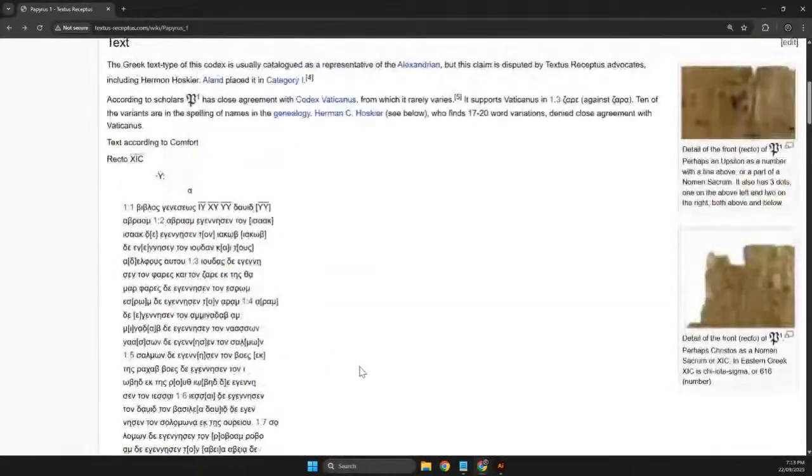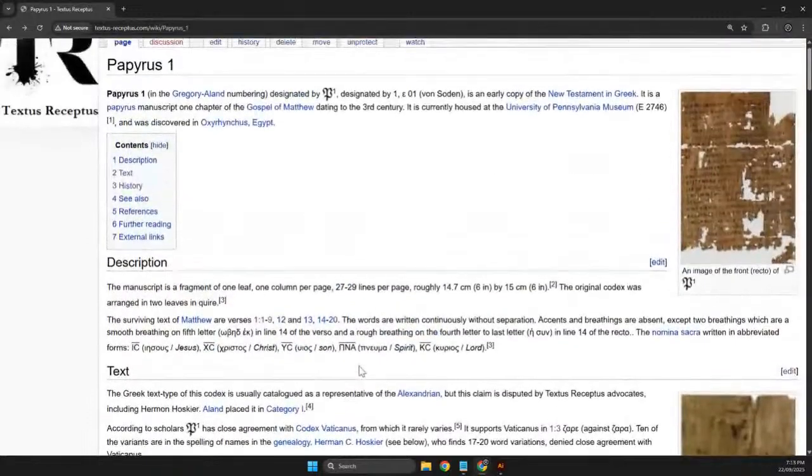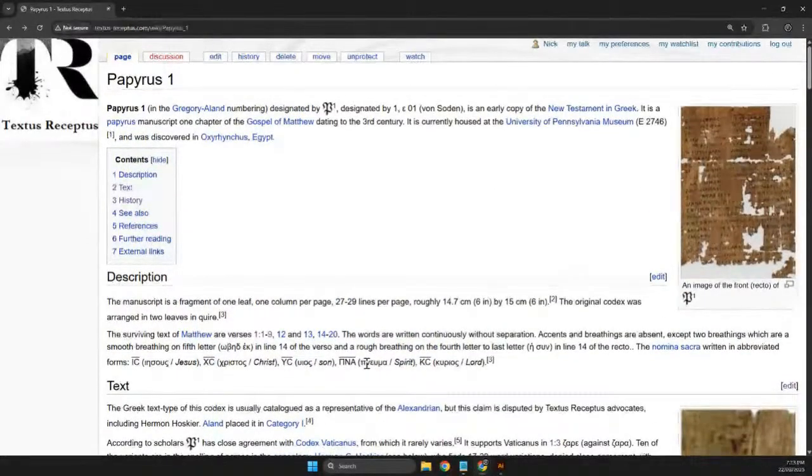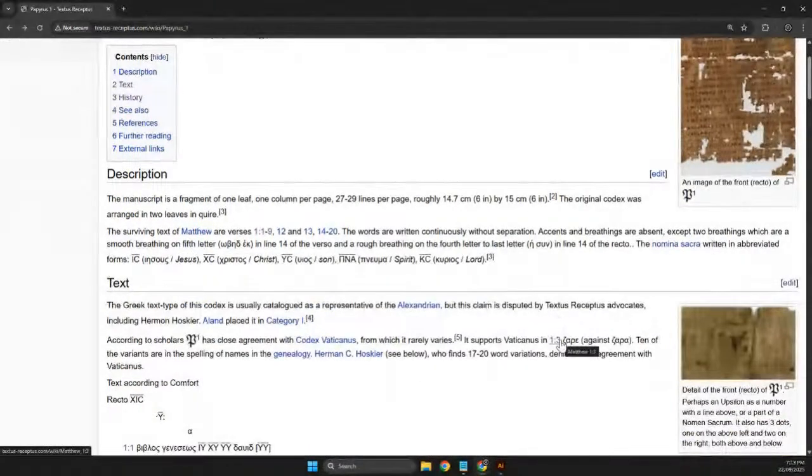So we're going to go through Papyri 1 until we know every little detail about it, every little full stop, every little marginal note. And then we'll just move on to Papyri 2, and we'll just keep going through them, and we'll learn as much as we can about them.